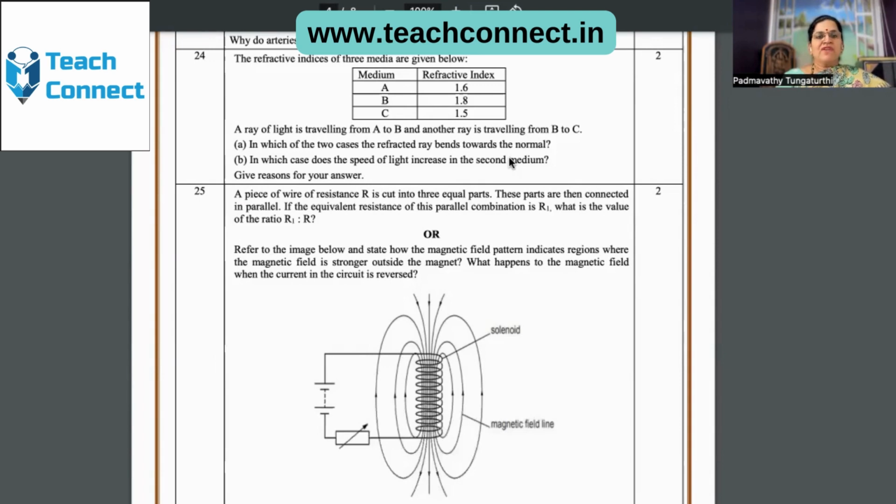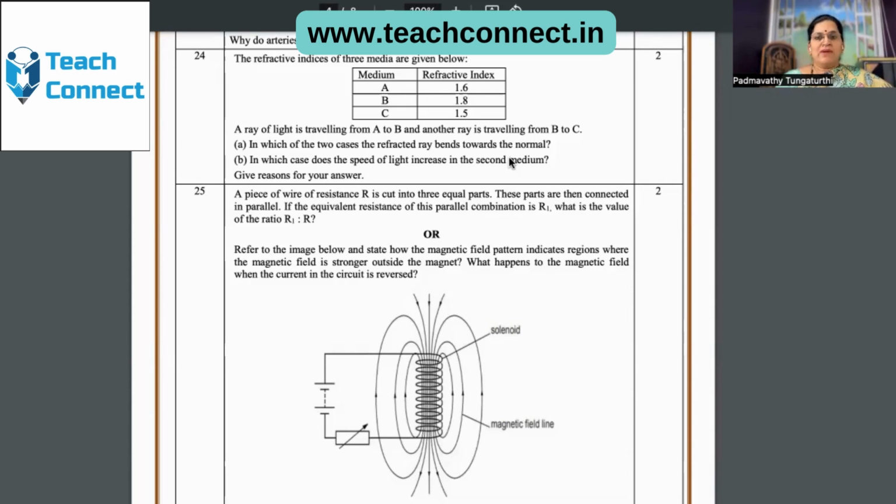The refractive indices of the 3 media are given below. There are 3 media given and 3 different refractive indices. Of course, let the student take time to understand the table. What are the components given in the table? That is the medium and the refractive index. There are three different media given. That means we are not concerned about what the media are. The refractive indices are different.